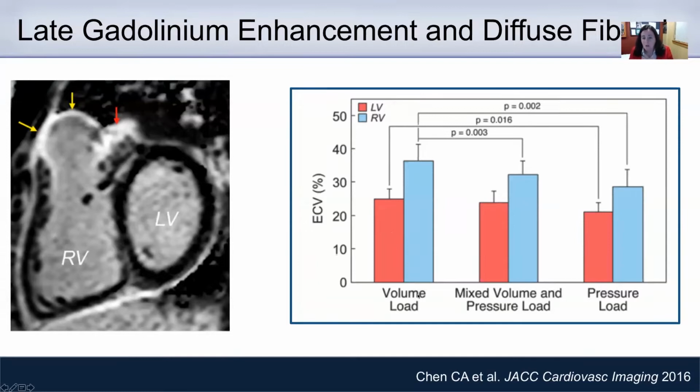And Dr. Chen was able to show that patients with more volume overload, such as pulmonary regurgitation primarily, have greater degrees of fibrosis than those with pure pressure overload or a mixed valve disease. We're learning more and more about the mechanisms of ventricular dysfunction and how fibrosis plays a role in our management strategies.